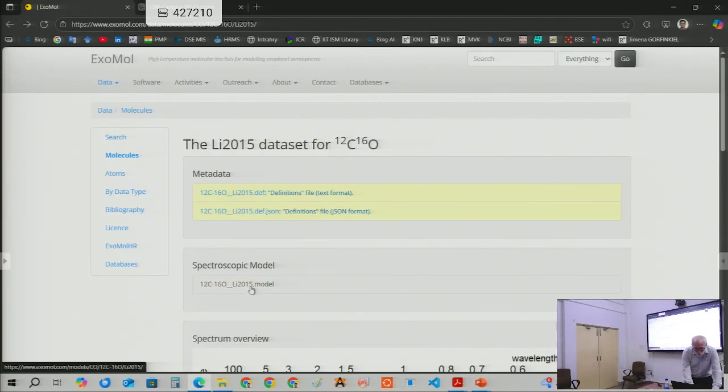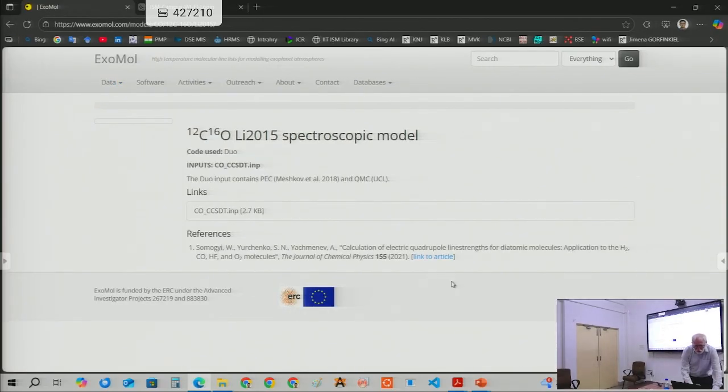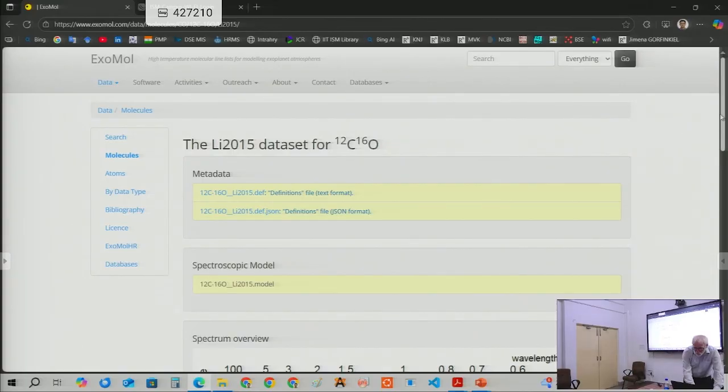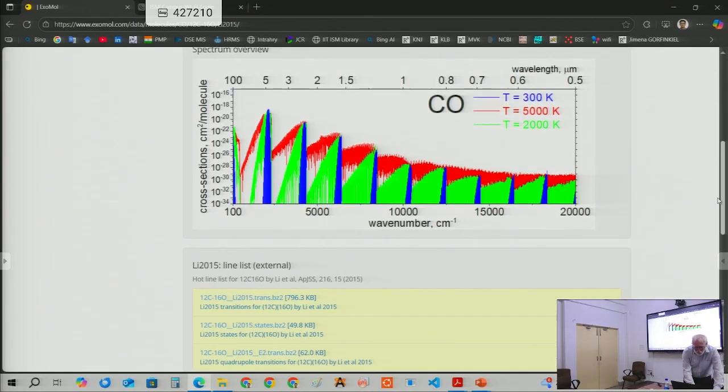Spectroscopic model, which is interesting because we don't normally have that if it's an external thing, but we do have it here. So we have the input file, and that's for something different. That's the quadrupole spectrum we calculated. So those are quadrupole intensities. This is the normal dipole line list, which comes from HITRAN. It's not our one. And then we have our famous picture.